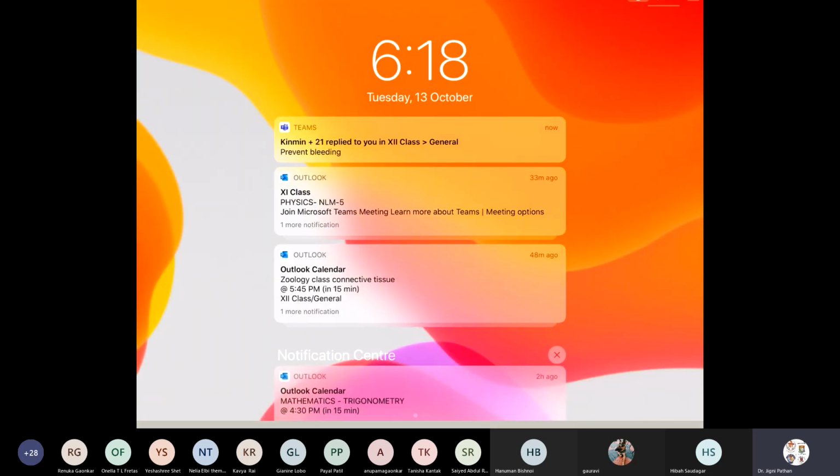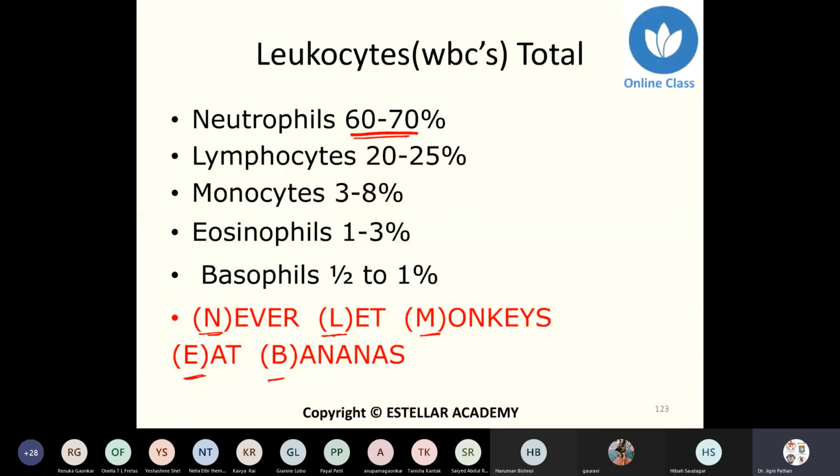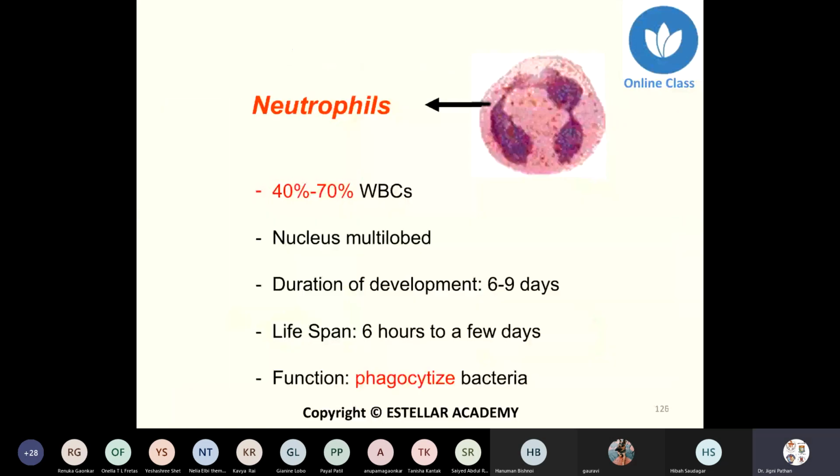What is that? Ma'am, preventing. Okay, yes, they prevent the clotting, right? Neutrophils. So I think that is all. You can just see how phagocytosis takes place.